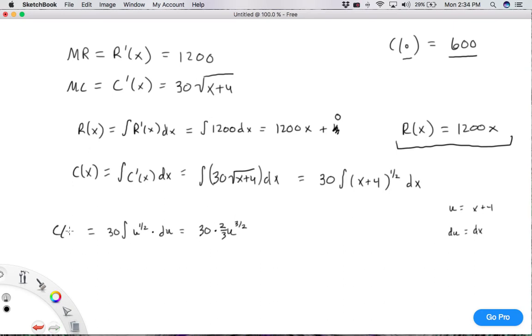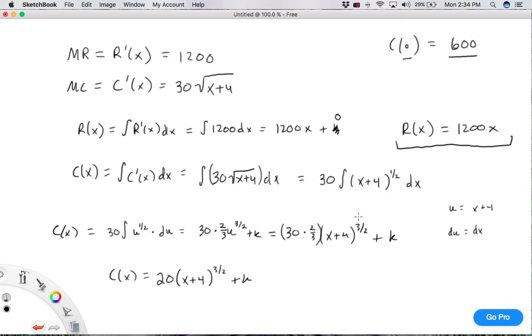Okay, so this is going to be our cost function, and then we just plug u back in. So this is going to be 30 times 2/3 times u to the 3/2, so (x plus 4) to the 3/2 plus some constant. 2/3 of 30 is 20, so we can evaluate that now. We've got 20 (x plus 4) to the 3/2 plus k.